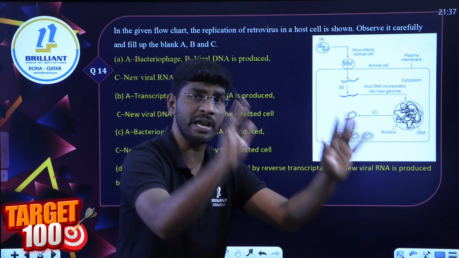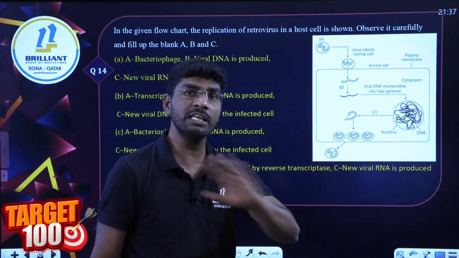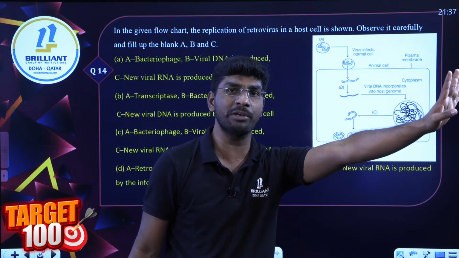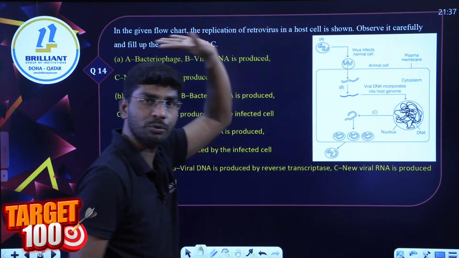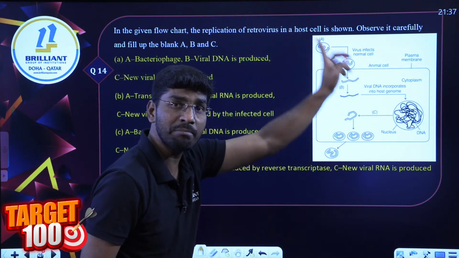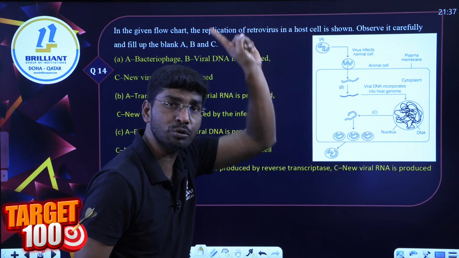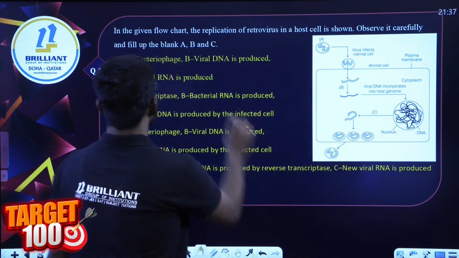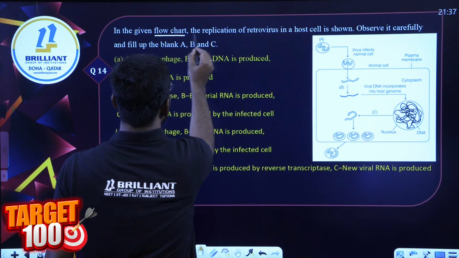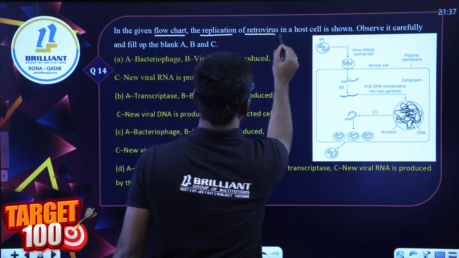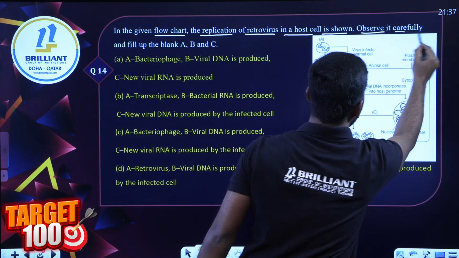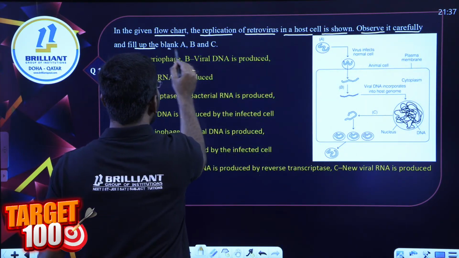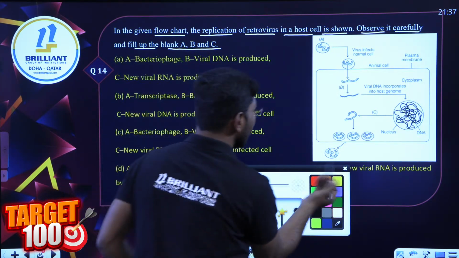Very important. You might have seen this question in all your school examinations, pre-board 1, pre-board 2, half-yearly examination. Carefully look at this question. This HIV mechanism, everyone has to perfect before the final examination. Look here. In the given flow chart, the replication of retrovirus in the host cell is shown. Observe it carefully. Fill up the blanks A, B, C. Where are A, B, C?